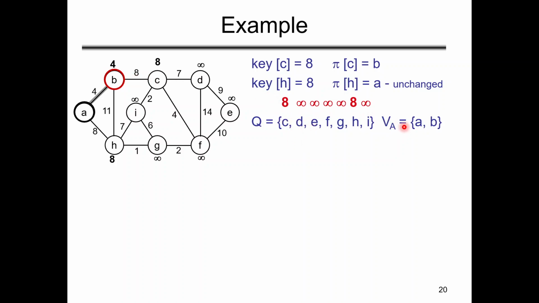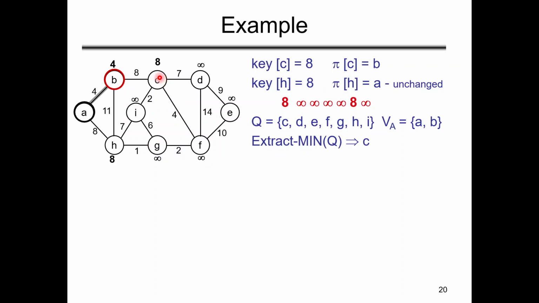Then VA, the vertices we have visited, are A and B. From this, which one is minimum? Both C and H have the same value, so we can take C as the minimum vertex. Next, from C, the connections are C to D is 7, C to I is 2, and C to F is 4.